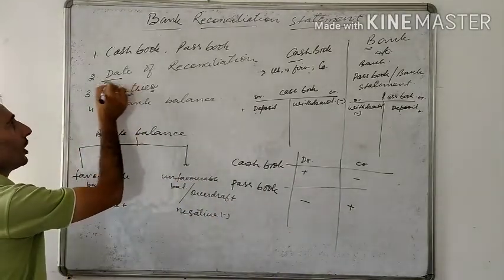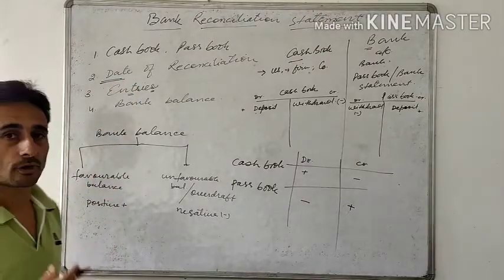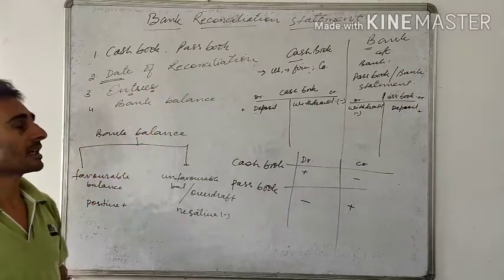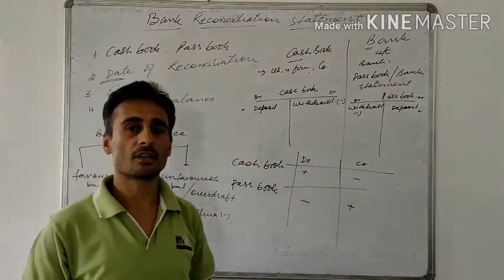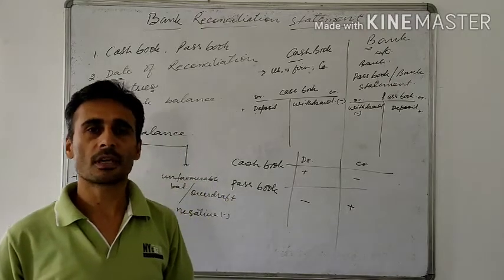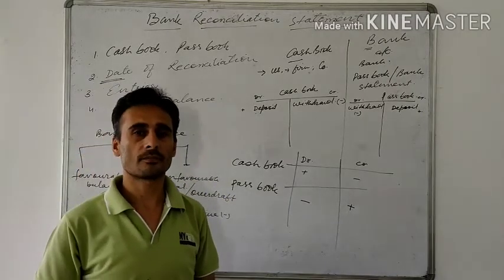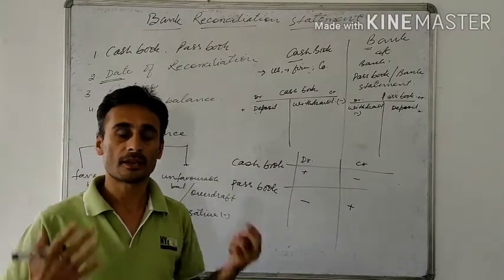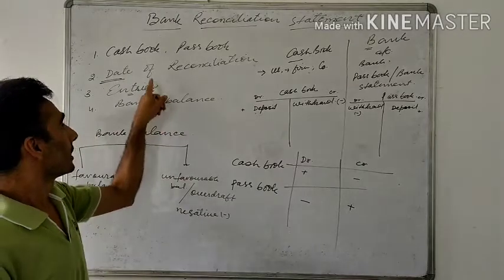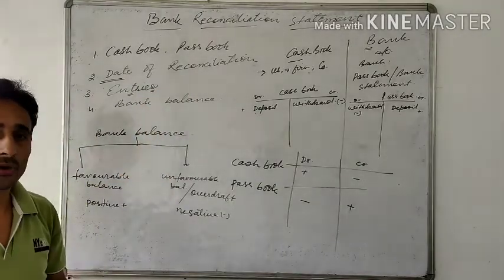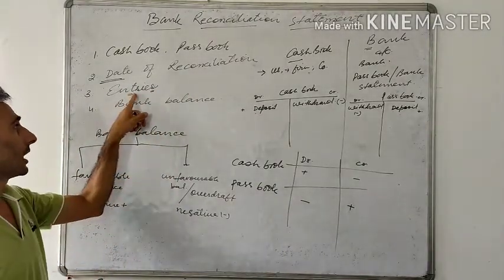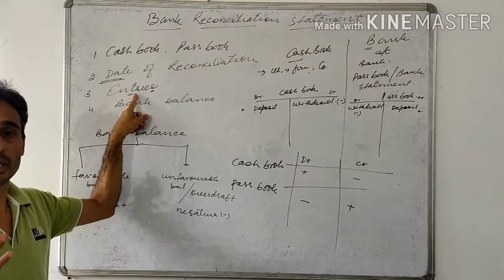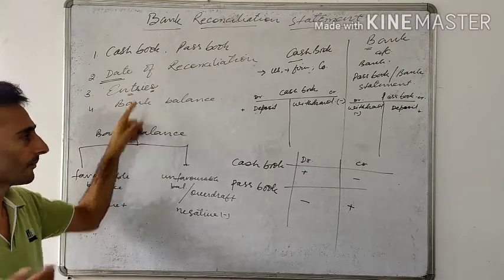Now come to the date of reconciliation. Date of reconciliation means a reconciliation takes place at the end of a week, after 15 days, at the end of the month, or after 3 months, as and when the firm or the company wants to reconcile the balance. So the date of reconciliation is very important in order to understand the entries recording and to prepare a bank reconciliation statement. Right? Now let's see here.